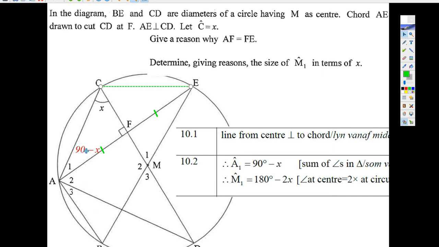Now, A1 is easy to get because they're asking you to do it in terms of X to figure out M1. That's easy because it's triangle CFA, and the angles have to add up to 180, so A1 must be 90 minus X, angles sum of a triangle. Now that's an angle at the circumference, and that's an angle at the center. So M1's got to be 180 minus 2X, because the angle at the center is 2 times the angle at the circumference. And that's all there is to it.